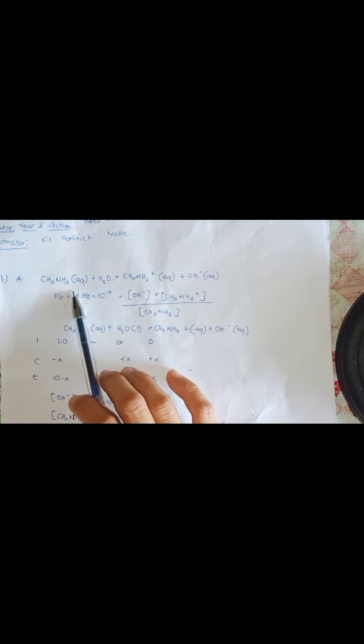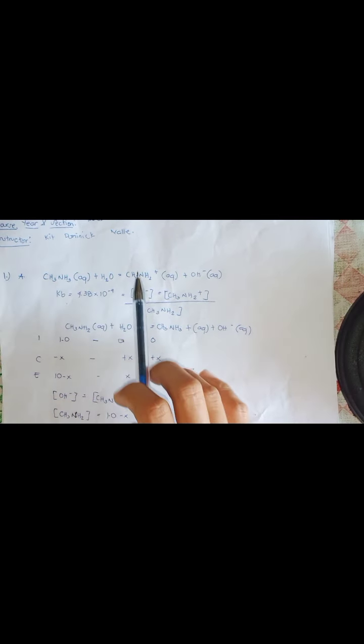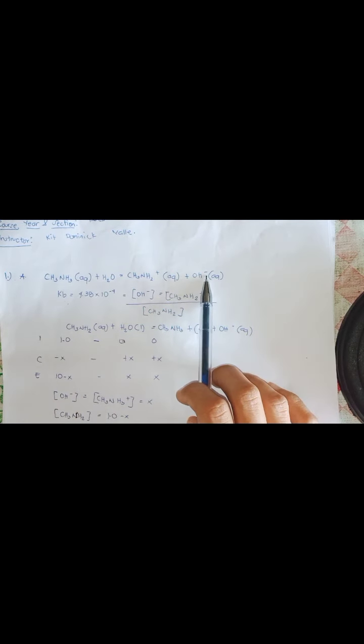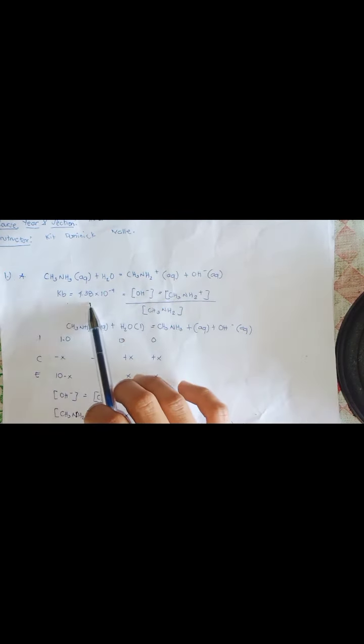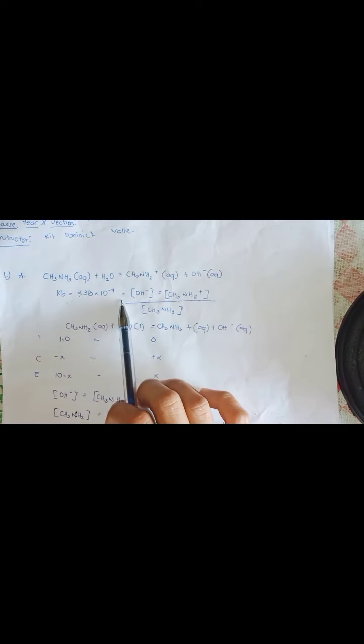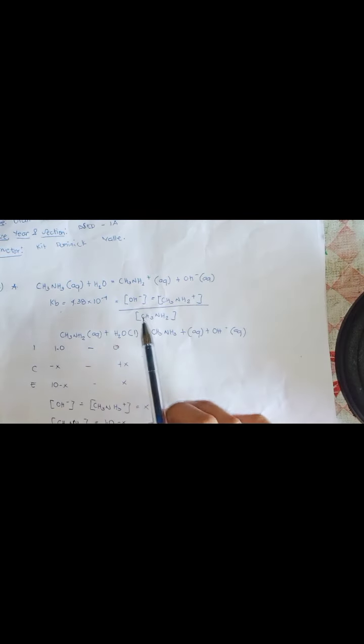CH3NH2 + H2O ⇌ CH3NH3+ + OH−. Kb = 4.38 × 10^-4 = [OH−][CH3NH3+] over [CH3NH2].